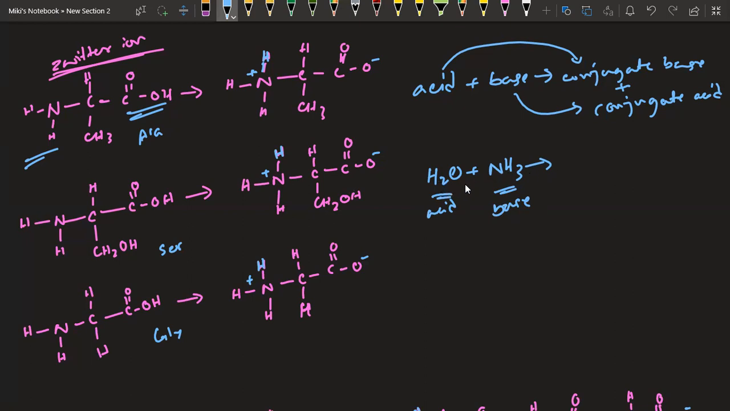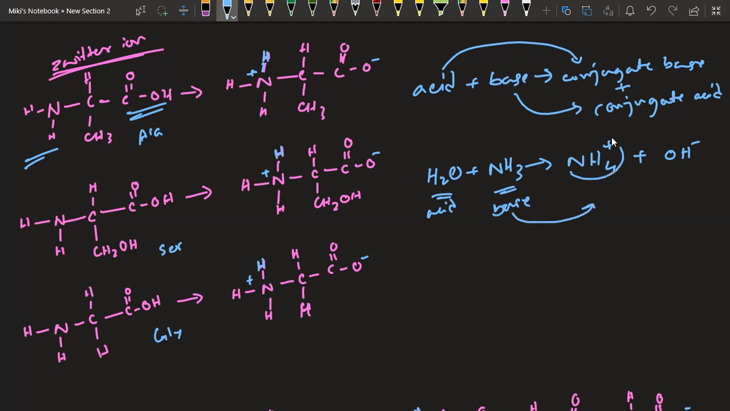Now, when this acid and base react, what happens? Acid loses H plus, donates H plus, isn't it? That means ammonia is going to do what? Gain the H plus, forming ammonium ion. And what is water going to do? It is going to form hydroxide ion. Water donated H plus, forming OH minus. Ammonia gained H plus to form ammonium ion. Now this base gained H plus to form what here? This is a conjugate acid.